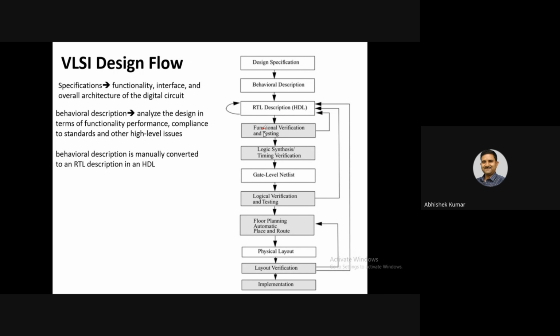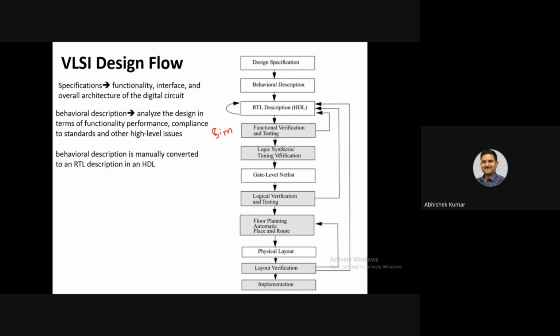Afterwards comes formal verification and testing. This is a process of simulation. Here we simulate by means of a test bench. We write the main circuit program, which is the main module, and afterwards a test bench program to provide the inputs to the circuit, which is your functional verification.